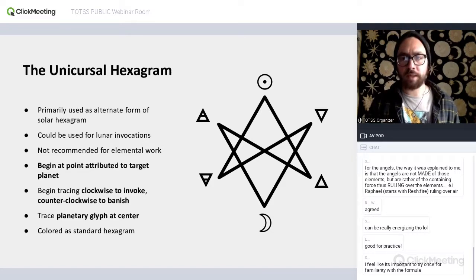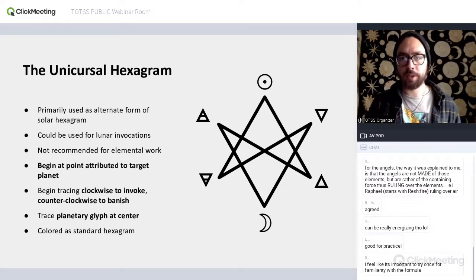So I don't recommend this for elemental work. I honestly can't think of any reason why you'd ever use a hexagram for that. I mean, you've got the Lesser Ritual of the Hexagram if you want to work with macrocosmic forces associated with the elements. So yeah, I can't really think of any good reason to do that.